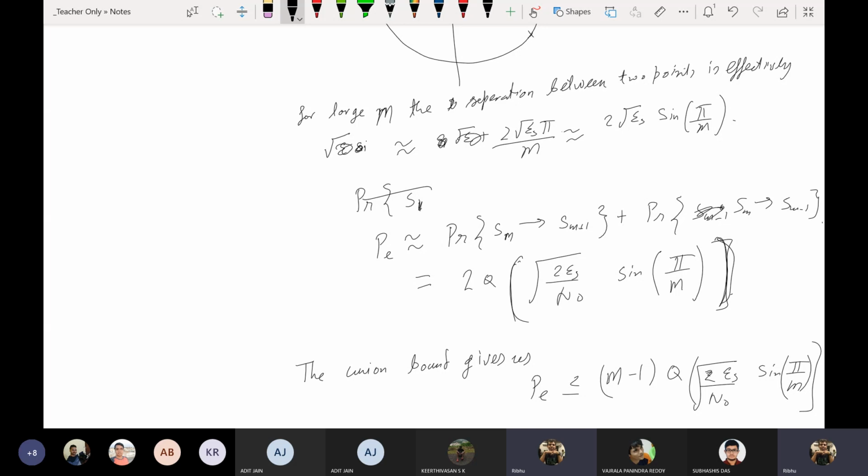Another thing can be that sine pi by m approximates pi by m better than sine 2 pi by m approximates 2 pi by m. That is always there. So this is an endless debate. Let's not invest too much time into this.